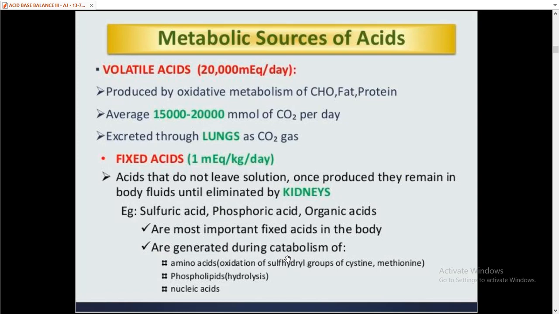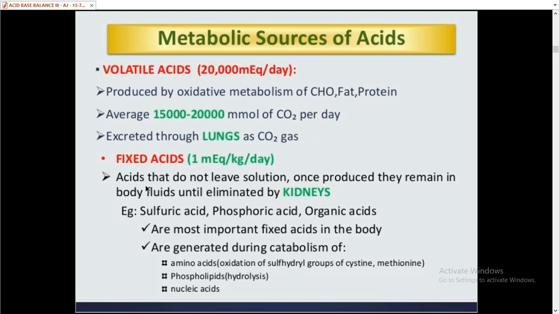The body is continuously producing lots of acids, either in the form of volatile acids, which is carbon dioxide, continuously produced through the oxidative metabolism of carbohydrates, fats, and proteins. And this carbon dioxide can be excreted through the lungs as carbon dioxide gas.